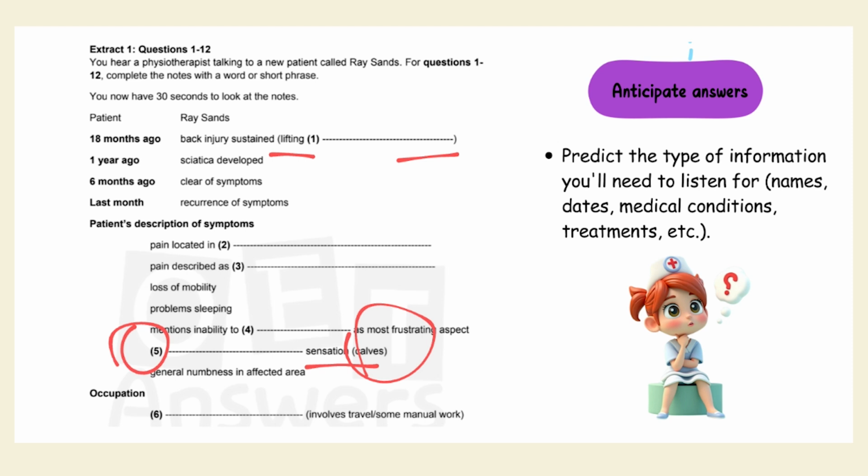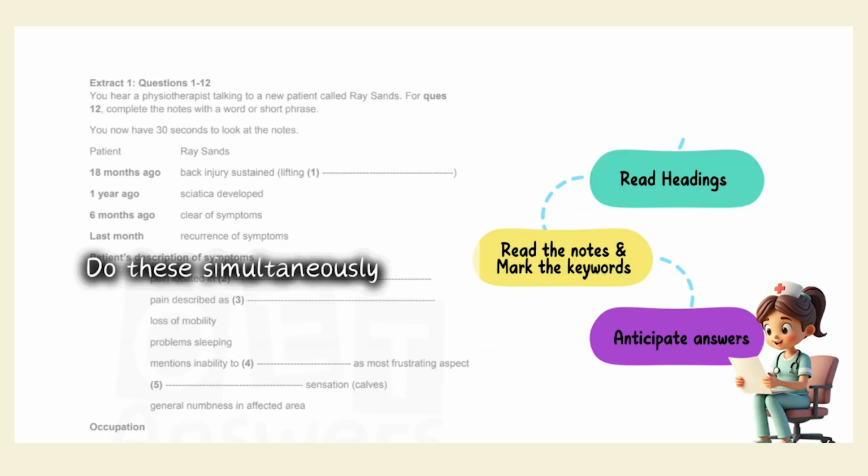So once again, predict the information. You will need to listen for names, dates, medical condition and the treatments. You can guess all the information. So that's all about the description of each step. And I would like to remind you, you have to follow the 3 steps you can see, right? Read headings, read the notes and mark keywords, anticipate answers. The 3 things you have to do simultaneously.